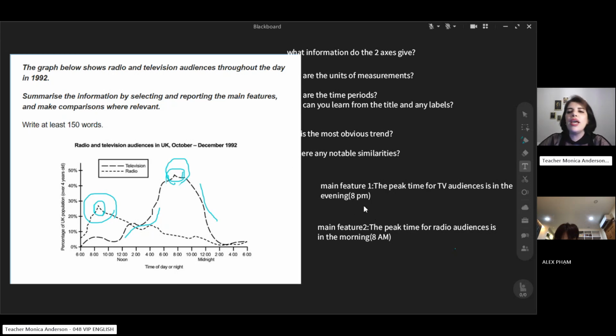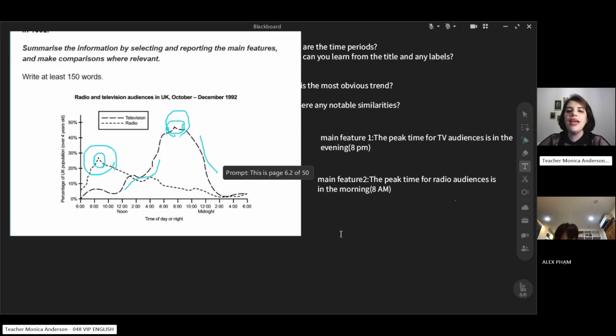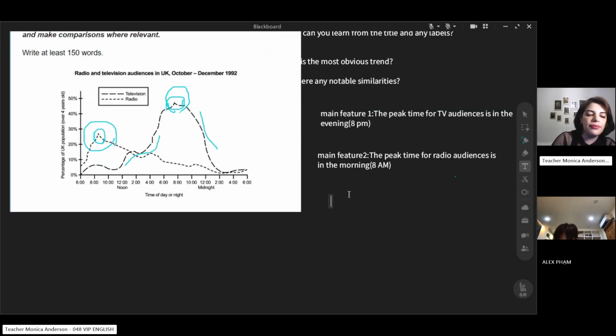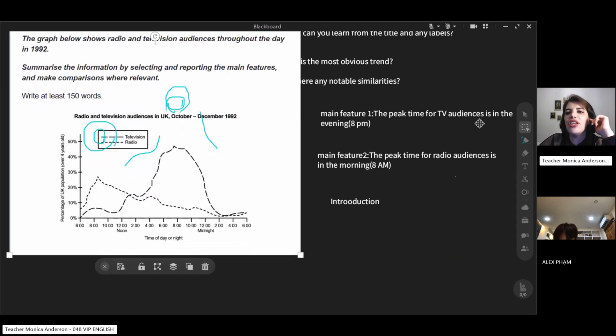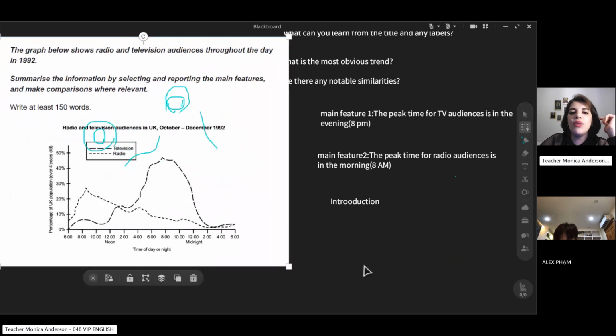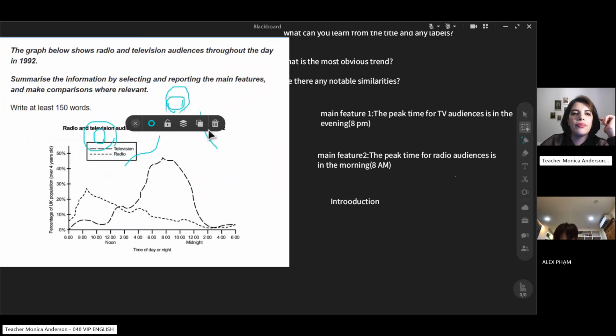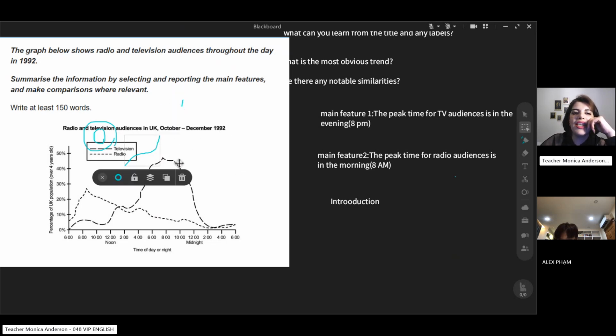And now, as I told you, we have introduction, overview, main body, how to write. Now we're going to write our introduction. Let's write the first paragraph. Introduction. You help me to write. Remember, I explained how to write our introduction: we need to paraphrase the question. So you help me to write the introduction for this graph.